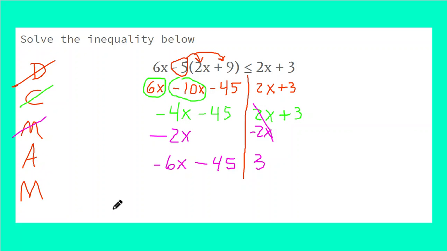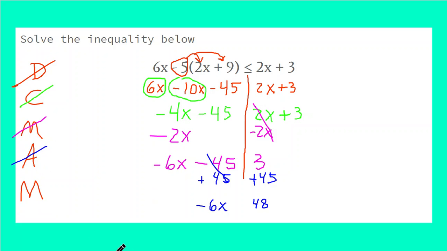All right, my next step is add or subtract. So I want to get this x by itself, so I have to get rid of this minus 45, and I'm going to be doing that by doing plus 45, because the opposite of minus is addition. And whatever I do to one side, I have to do the other side. 3 plus 45 would give me 48. And over here, these canceled out, so I'm left with negative 6x. And I'm done with my adding and subtracting step.